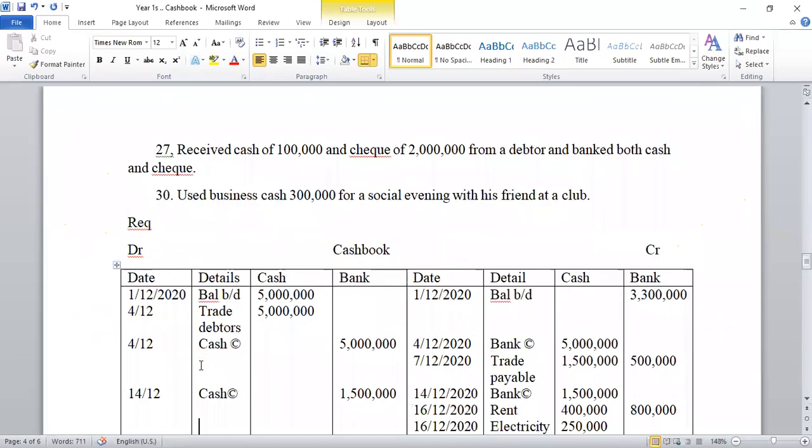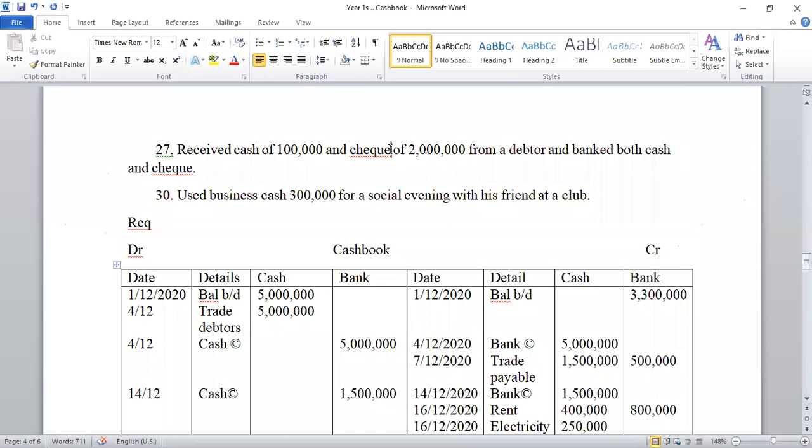27th, we received a cash of 100,000 and a check of 2 million from a data. Okay, and banked both cash and check. So here, it is easy. The account involved is the cash account and the debtors account, what we call the trade receivables account. So because you're receiving money, you're saying just debit cash. That's an easy entry. The opposite entry, which is a credit, will automatically go to the trade debtors account. As easy as that. So if it is cash, put it in the cash column. If it is a check or bank, put it in the bank column.